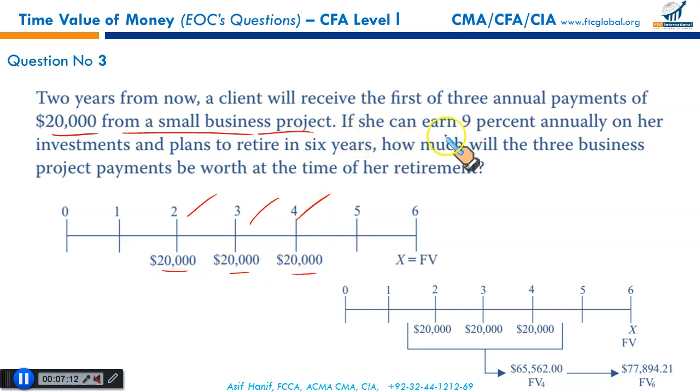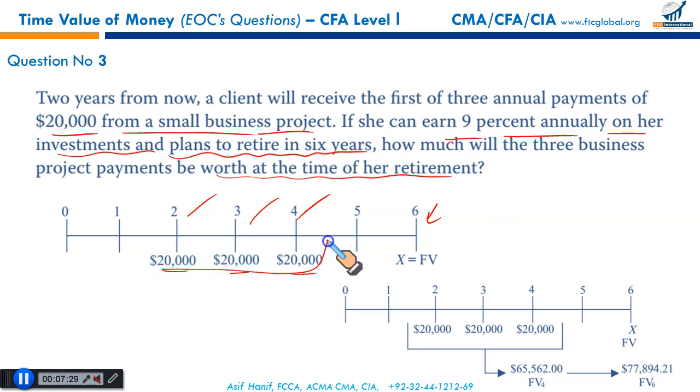If she can earn 9% annually on her investments and plans to retire in 6 years, at this point, how much will the 3 business project payments be worth at the time of her retirement? So basically, you will have to calculate the future value of these 3 investments till this point and then reinvest it for the next 2 years to find the future value. It's given here. These 3 payments of 20,000 each. First, we need to calculate the future value and then need to reinvest it for the next 2 years to find the final future value for this period.